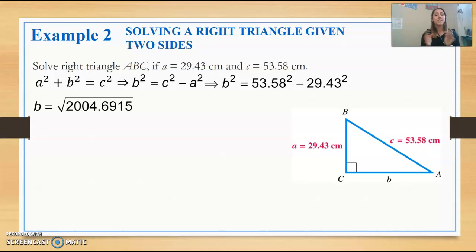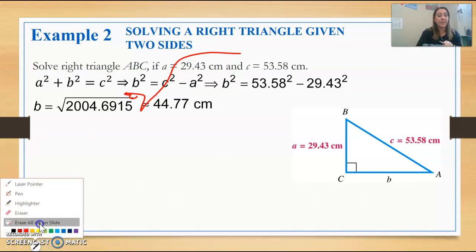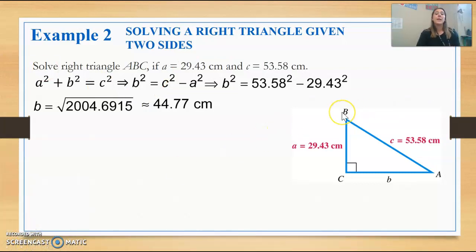And we end up with 2004.6915. So we're going to get some rounding in here, right? And we end up with about 44.77. So notice that I didn't round in the square root right here. I went 4 decimal places right there. Because I went 4 decimal places, I waited to round until I got to the very, very end.